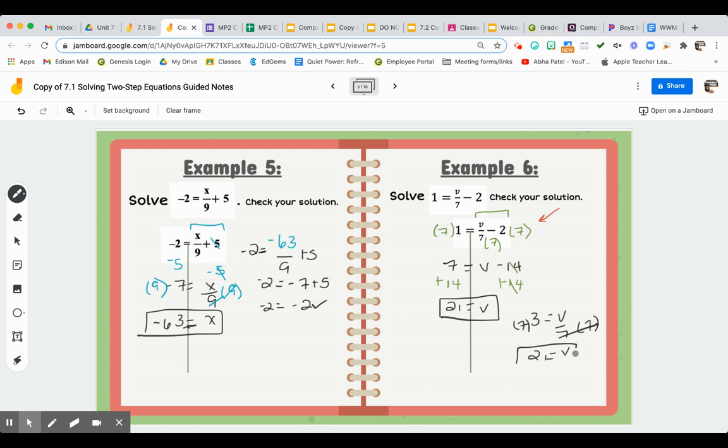I am definitely a bigger advocate for this. This is not written neatly. I'm going to erase it and rewrite it. This is 21 is equal to v. This is my preferred method. All right. But this also works. If you get it, you get it.